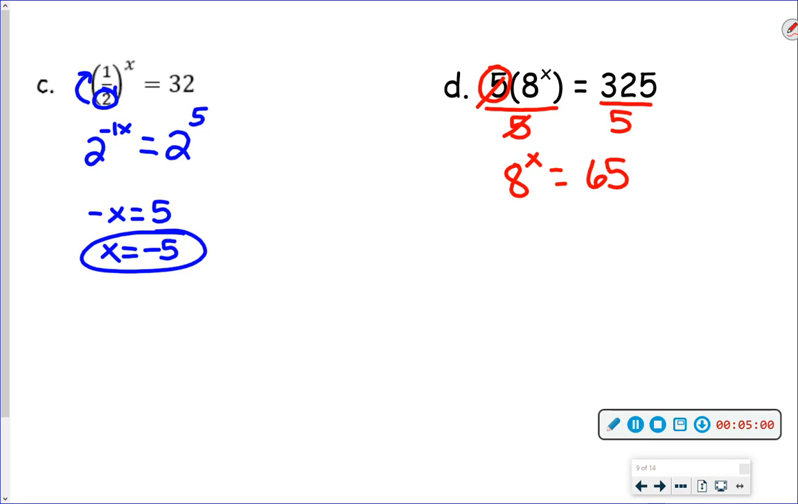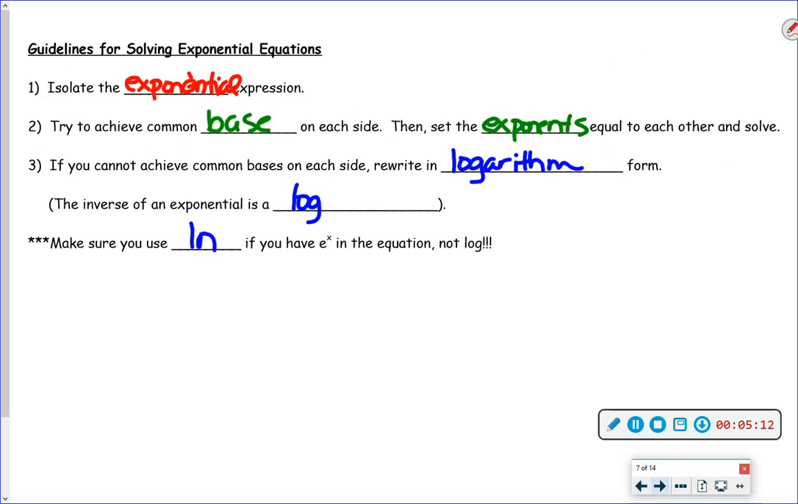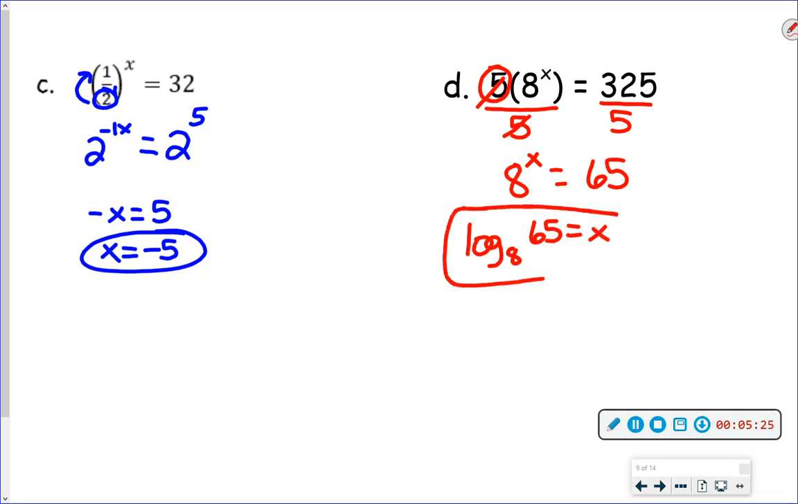Now, there is no way I can rewrite 65 as 8 to some power. 8 squared is 64, and 8 cubed is going to be higher than that. So remember, if we can't achieve a common base, we're going to write it in logarithmic form. So I'm going to put the log, base 8, and then remember the 65 and the exponent switch sides of the equal sign. We can't use a calculator, so I'm not going to type that in. I'm just going to leave it directly as it is.